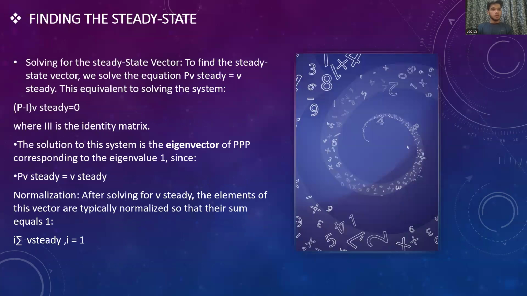Finding the steady state. Solving for the steady state vector. To find the steady state vector, we solve the equation P V_steady is equal to V_steady. This is equivalent to solving the system (P minus I) V_steady is equal to 0, where I is the identity matrix. The solution to this system is the eigenvector of P corresponding to the eigenvalue 1, since P V_steady is equal to V_steady. Normalization: after solving for V_steady, the elements of this vector are typically normalized so that their sum equals 1, that is, the summation of V_steady,i is equal to 1.